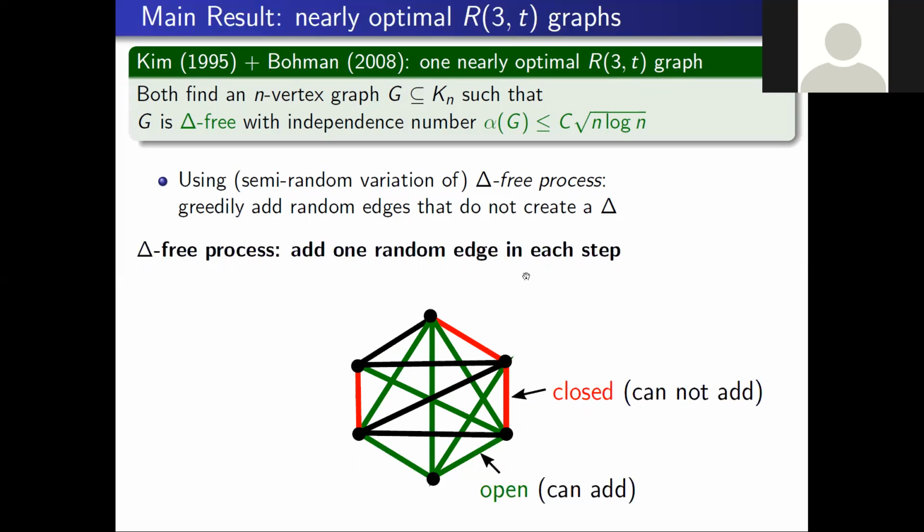So when you add an edge, is this like a uniformly random process of open edges? Yes, that's correct. We added uniformly at random. Yes, good question. So is there any other question about the process?